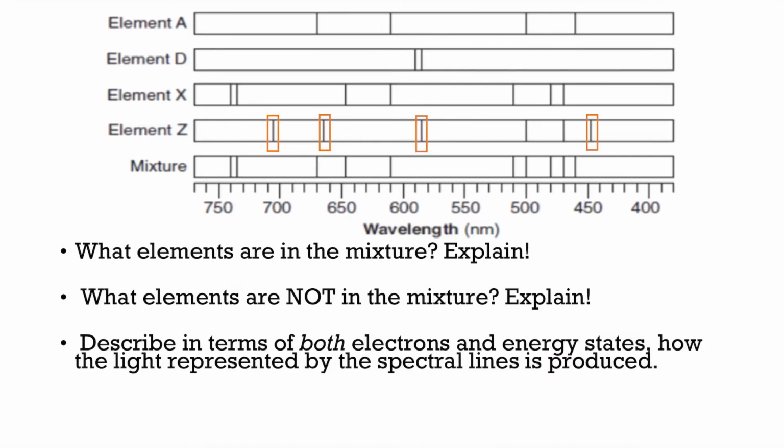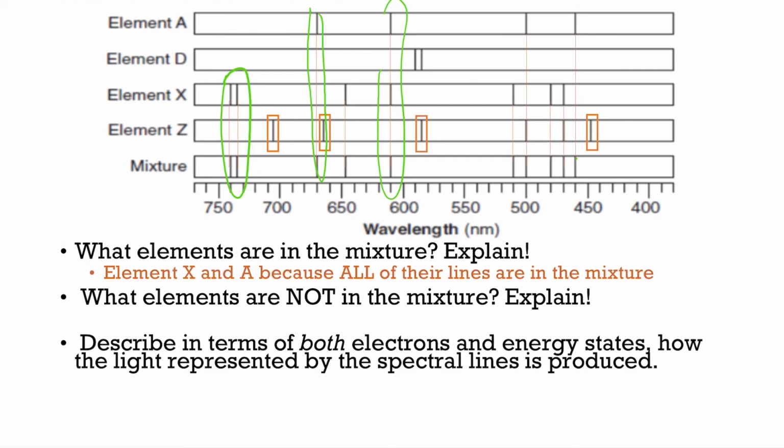Okay, so let's wrap it up with this question. What elements are in the mixture? So hopefully you said element X and element A are in the mixture. Now, why? How do you know that? You should have said, these little lines are coming in, element X and A are in the mixture because all their lines are in the mixture. So what elements are not?